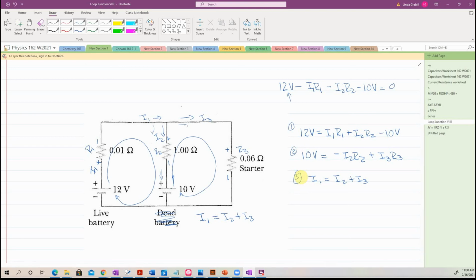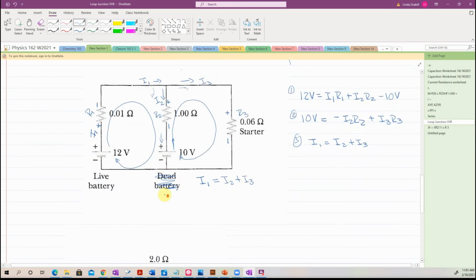Now, you can ask yourself, well, we'll be able to see mathematically how much current we're going to get across this section. So how strong will I2 be when I have a push and a pull? So I have this voltage source trying to send something out, and then this voltage source trying to send some current in. So how much is that? We'll figure that out. Let's do one more.